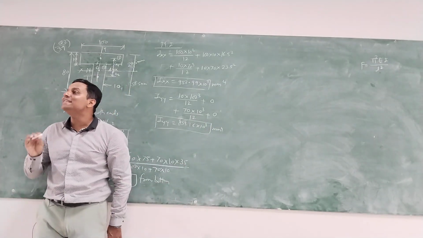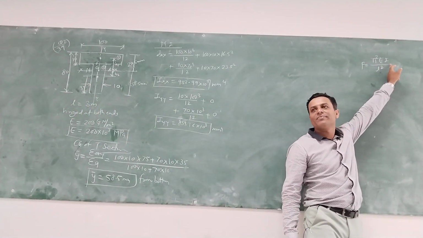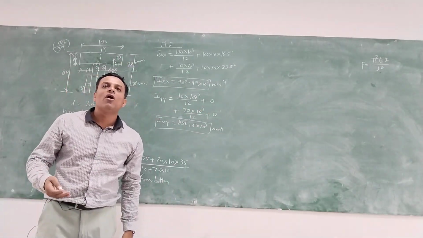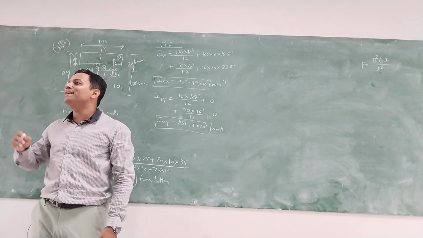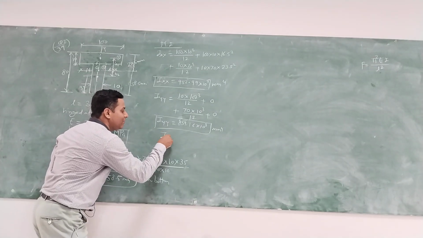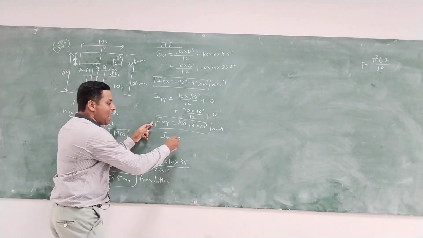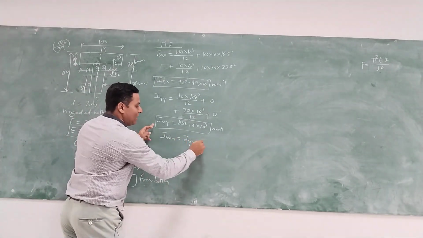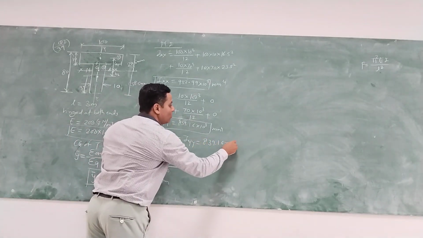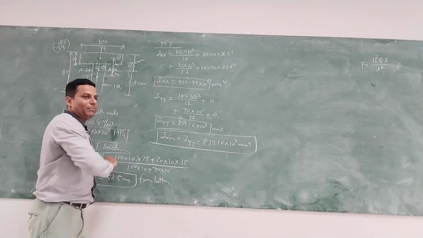Now, in this numerical, we will require I minimum, where the moment of inertia is minimum. On that side, this column is going to bend. So, we will require I minimum. So, I minimum is Iyy. So, we will have to take I value 839.16 into 10 raised to 3 mm raised to 4. So, this is your I minimum.